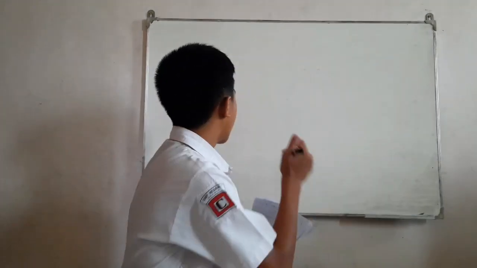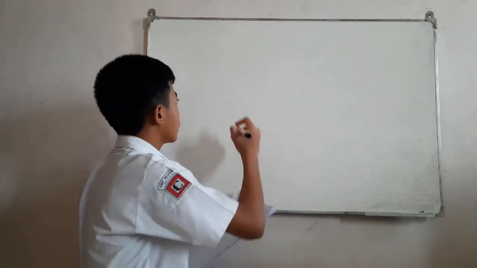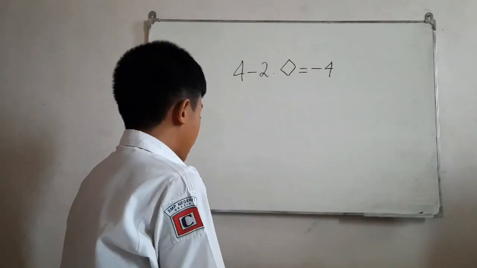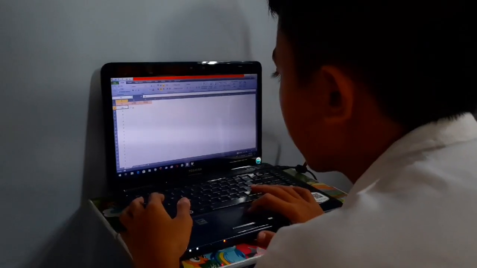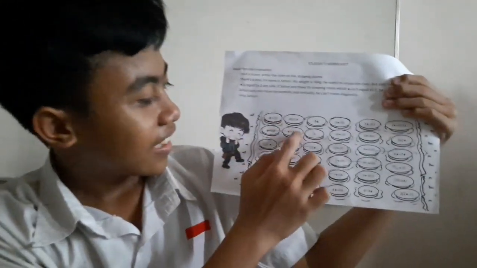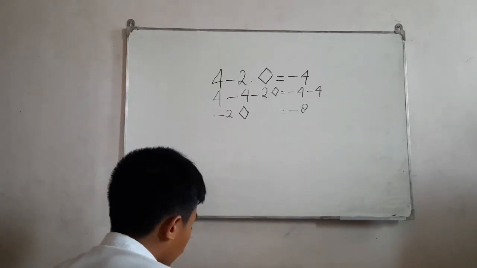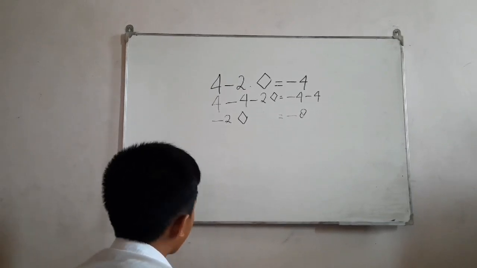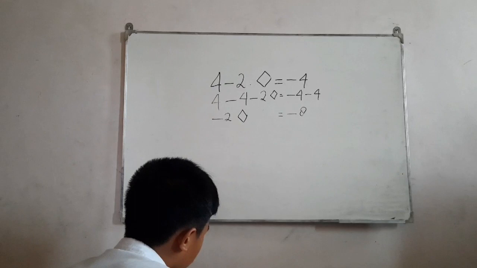Of my group discussion. First, we write the equation. I will explain my group solution for this worksheet. From here we divide both sides by 2 and we get minus rhombus is equal to minus 4.